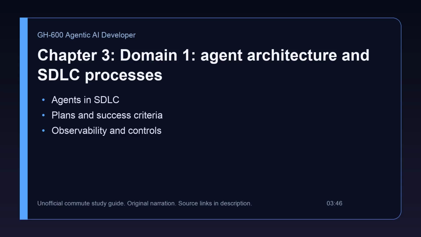For observability, the agent should leave evidence in normal development tooling. You should be able to answer who triggered the agent, what it planned, what it changed, what tests ran, what scans found, what reviewers said, and what happened after failure.